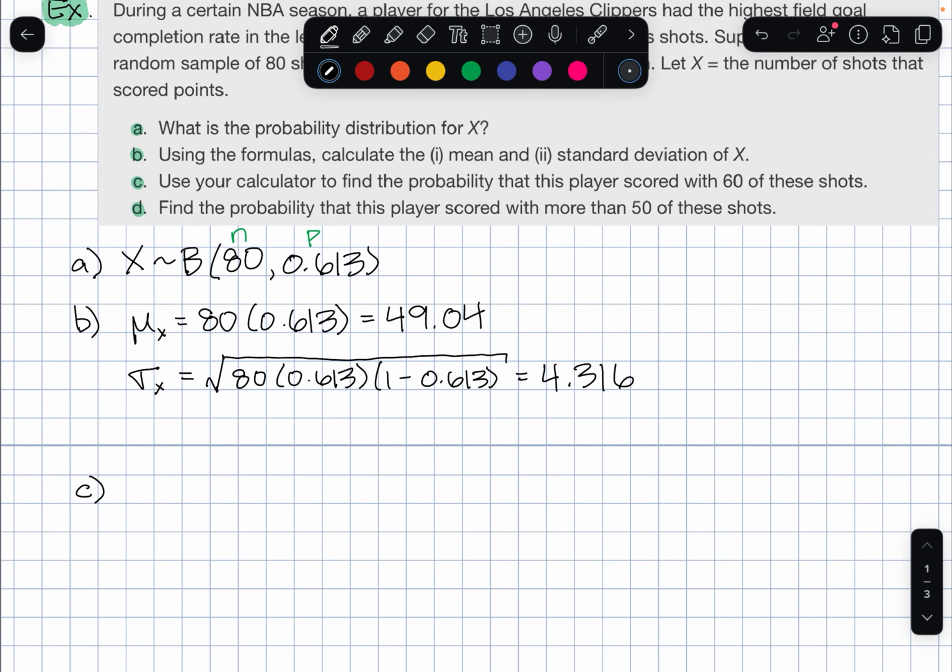Next one says, use your calculator to find the probability that this player scored with 60 of these shots. And that's an exact value. So we made 80 shots. How many of them actually scored? So on our calculator, I know for equals, that's binom PDF. And in this case, we know N is 80. P is 0.613. And X is 60. And we're going to go ahead and plug that in our calculator.